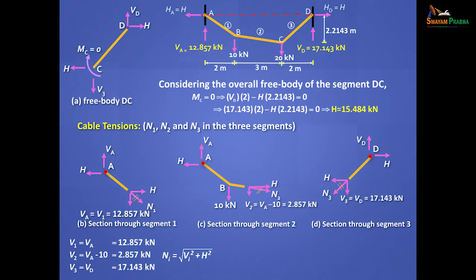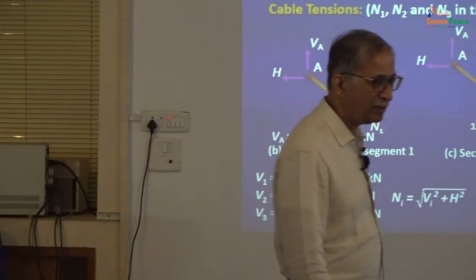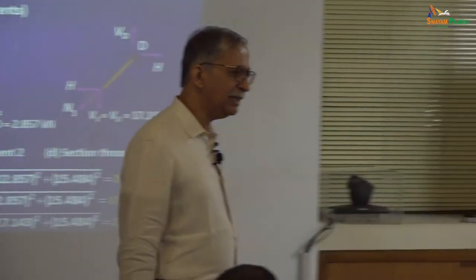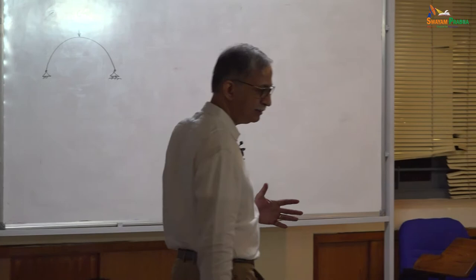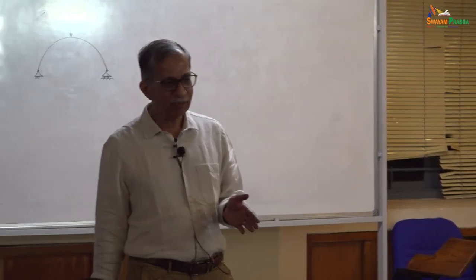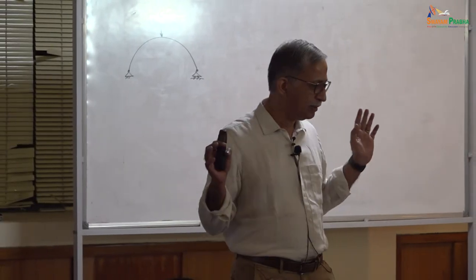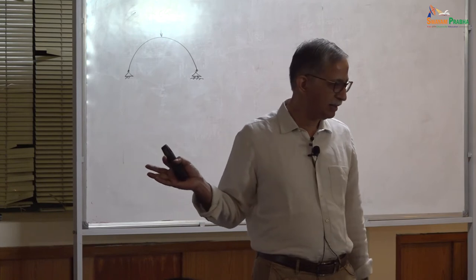Find V1 first and then find N, N1, N2, N3. And as you can guess, N3 will be maximum because VD is more than VA. N2 will be the least. Okay. Now, I see that in many textbooks and all, they actually work with angles. My suggestion is that's all complicated. A good understanding of shear force and horizontal thrust is all you need. You can also calculate the angles, but you don't really need the angles.